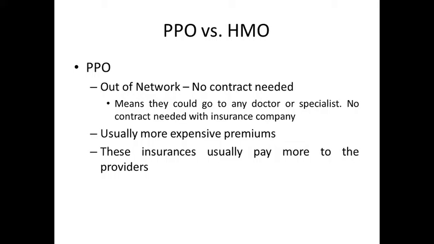So PPO versus HMO. These are types of health insurances. PPO is out of network and no contract is needed, which means that the patient can go to any doctor or specialist and no contract is needed with the insurance company. So they're pretty much free to see whatever doctor they want. Doesn't matter if the provider is in network or out of network with that insurance. Usually these premiums are more expensive, but the insurances usually pay more to the providers.